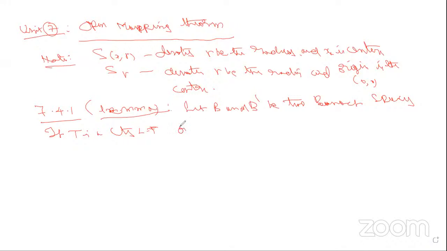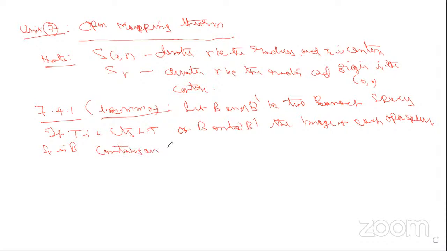So T maps B onto B dash. Then the image of each open sphere S_r in B contains an open sphere S_k dash in B dash.